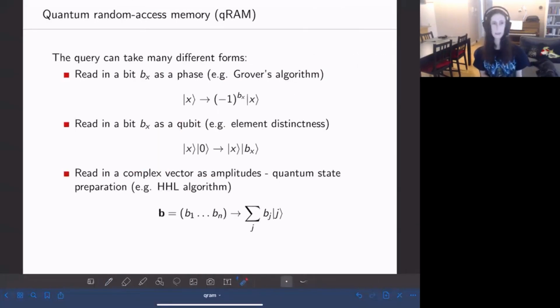And then the last type, and this is the type I won't really discuss, is the idea of having a complex vector and reading that in as amplitudes of a superposition. And this one is used quite commonly in quantum machine learning applications, because then this would be like a vector of classical data.